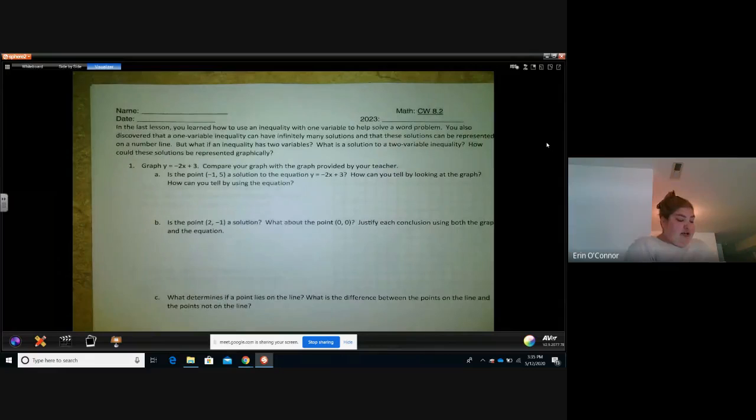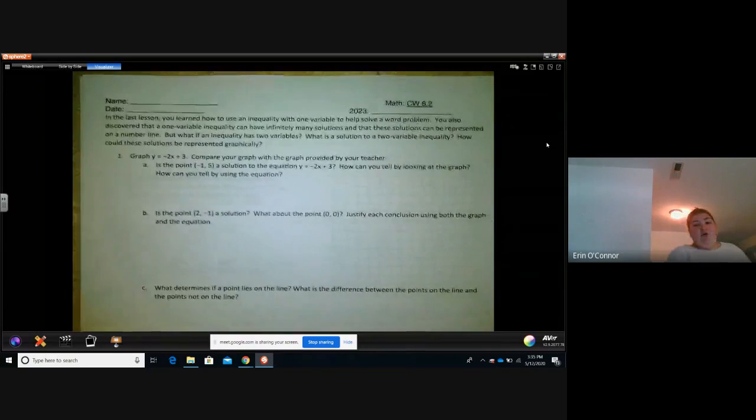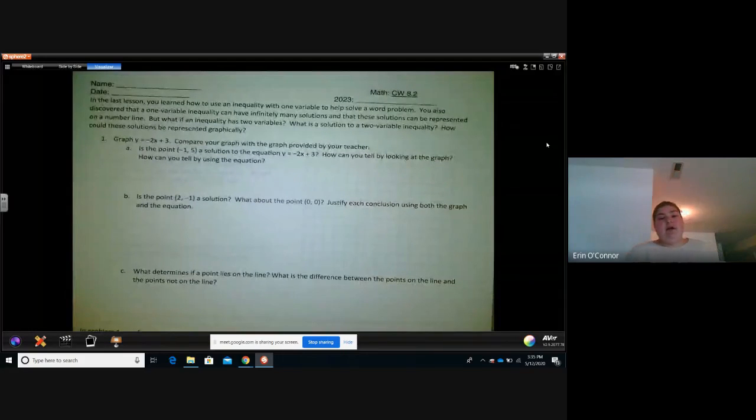In the last lesson, you learned how to use an inequality with one variable. You'll also discover that a one variable inequality can have infinitely many solutions, and that these solutions can be represented on a number line. When we represent on a number line, we can go from that number to infinity. So once you can go to infinity, it's infinitely many solutions. But what if an inequality has two variables? What is the solution to a two variable inequality? How could these solutions be represented graphically?